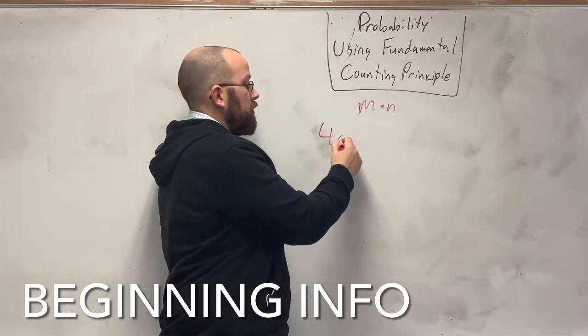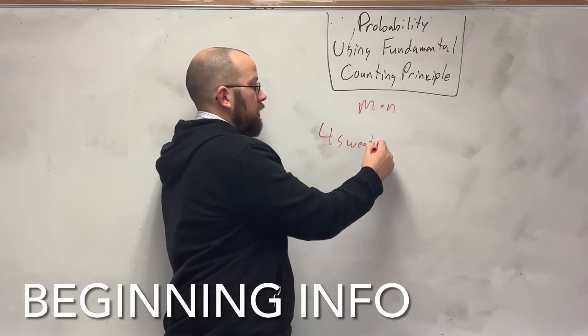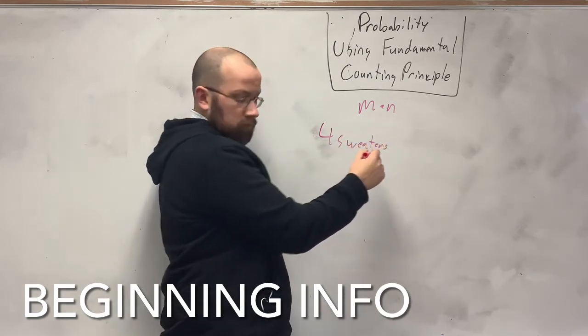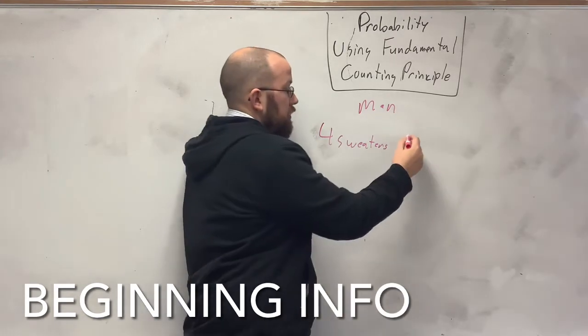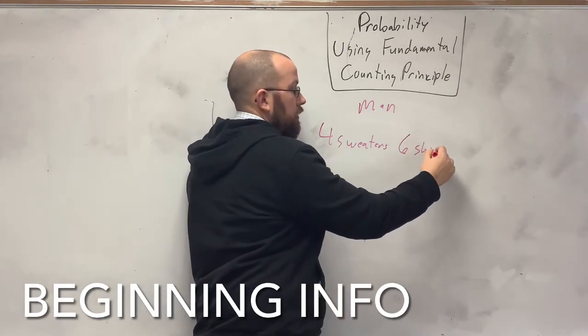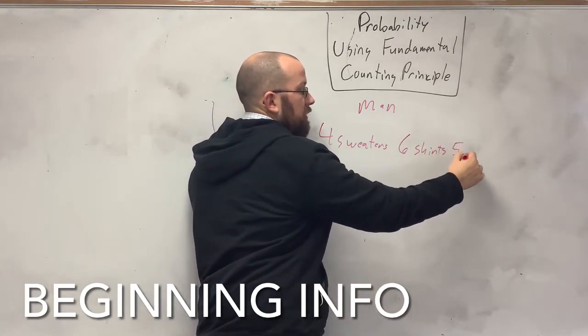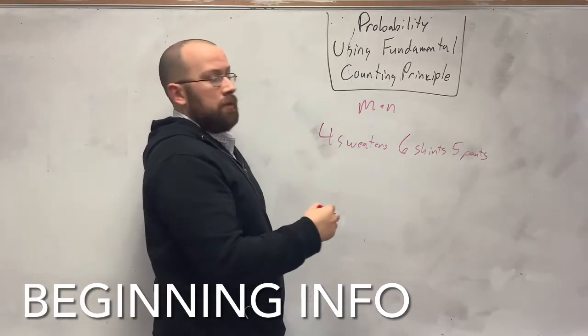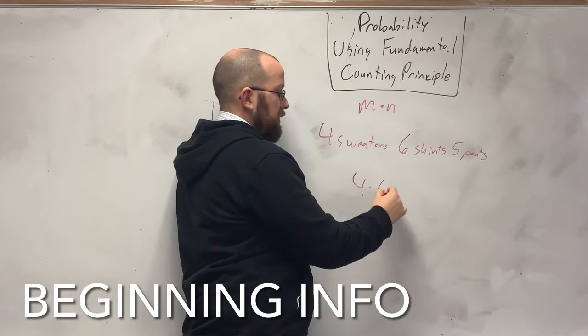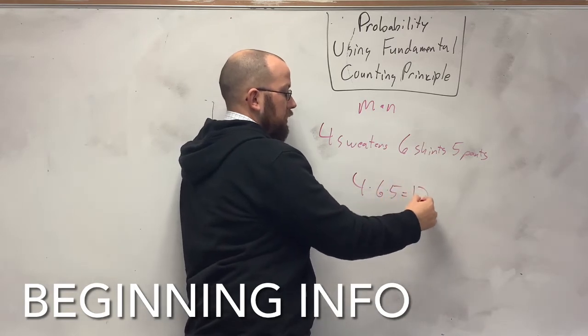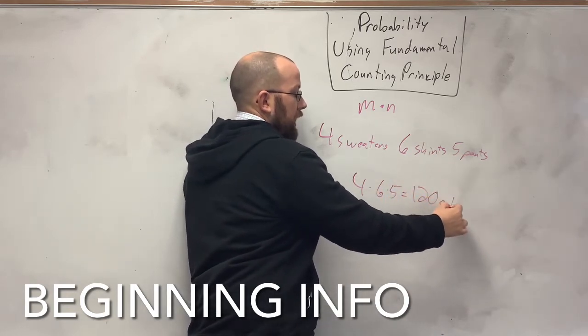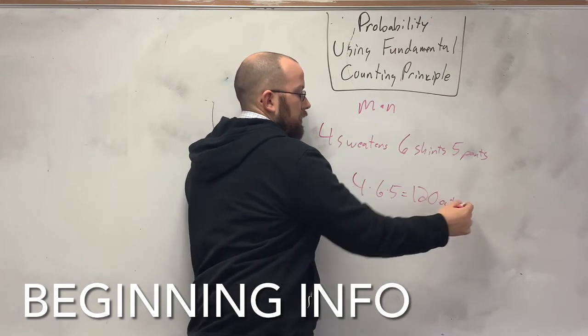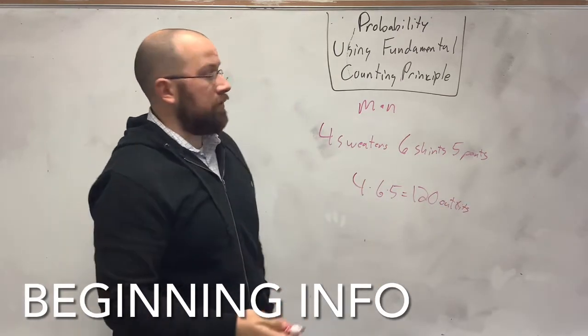I said I had 4 sweaters, 6 shirts and 5 pairs of pants. How many choices do I have? 4 times 6 times 5 equals 120 outfits. So that's basically just the fundamental counting principle.